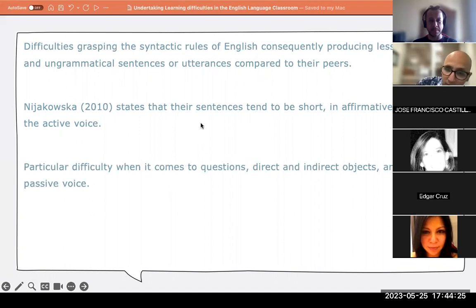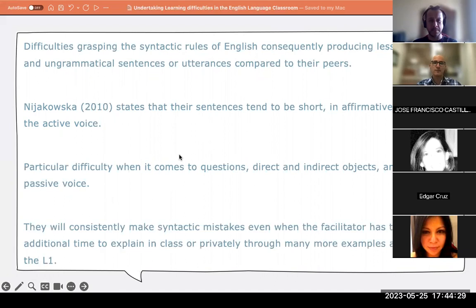Particular difficulty when it comes to questions, direct and indirect objects, and especially the passive voice. Okay, so consistent syntactic mistakes. And even when the teacher, the facilitator, has taken that extra time, that extra tutoring session in class or privately, through many more examples, and on the spot they may get it, but next day they already forgot.